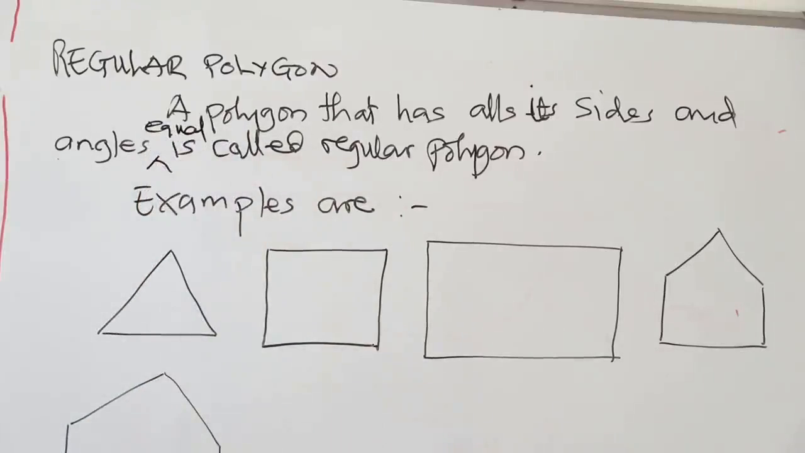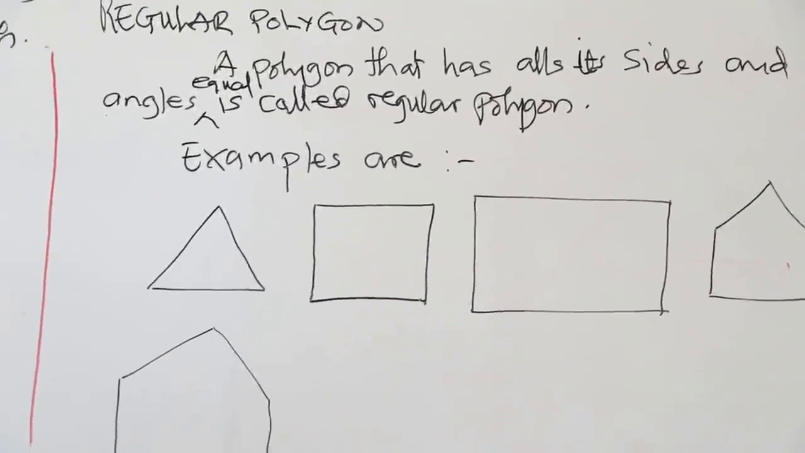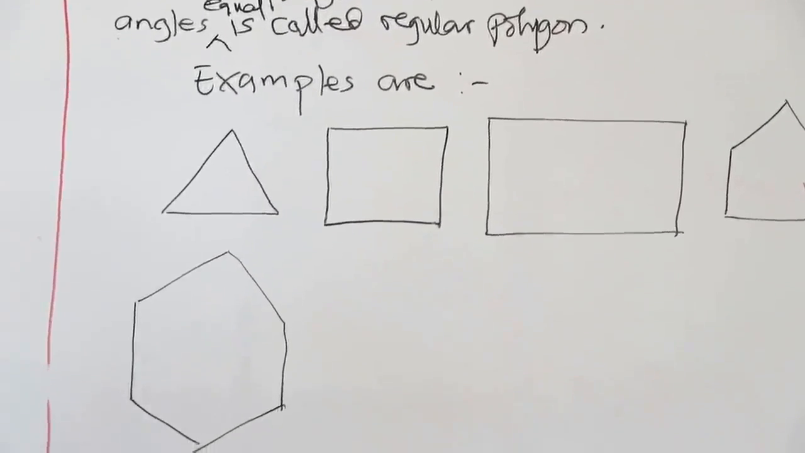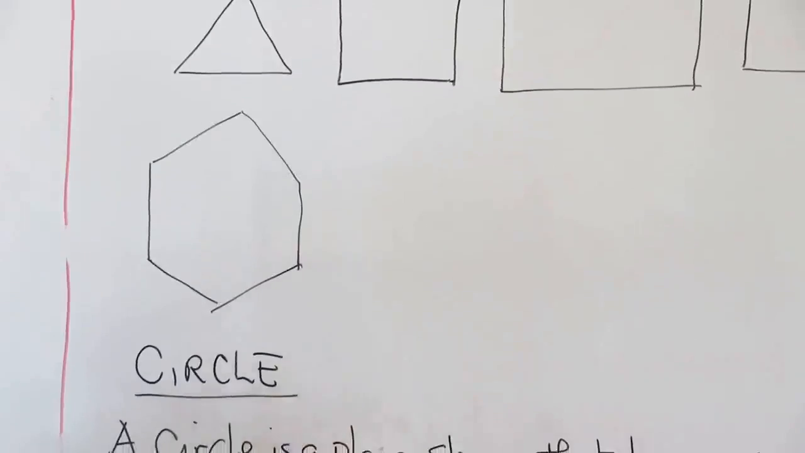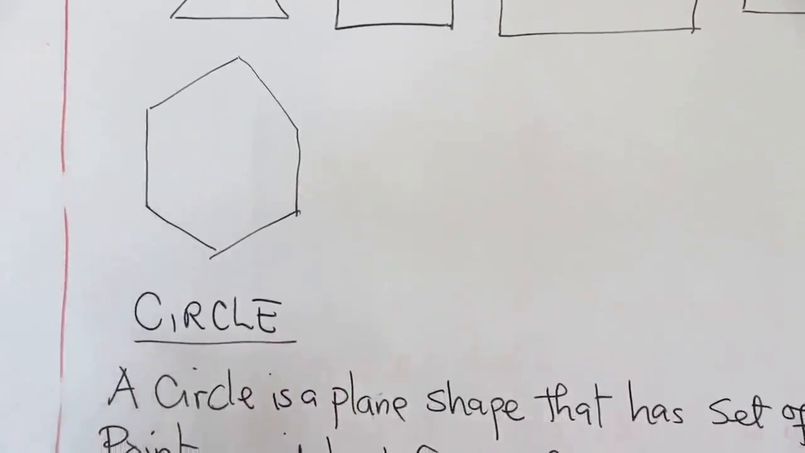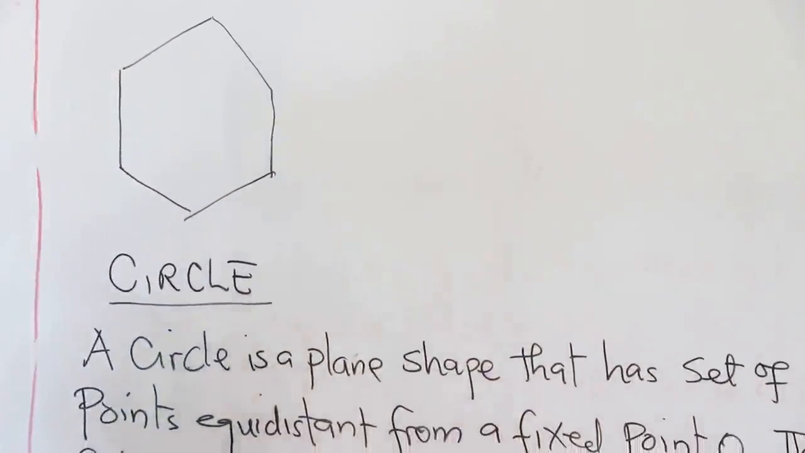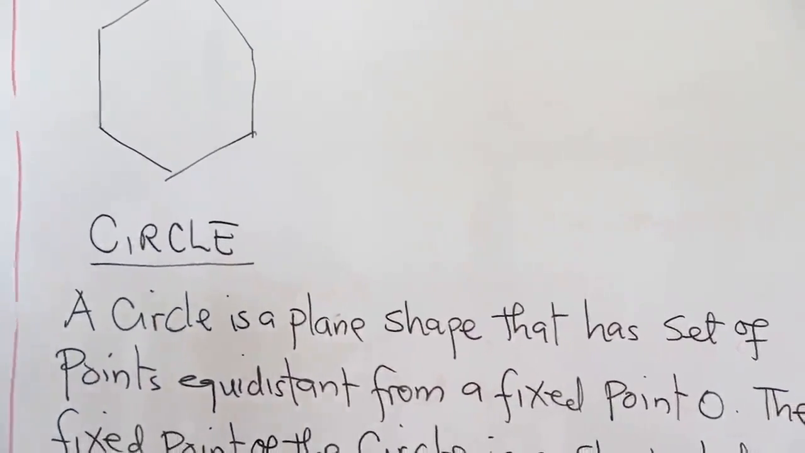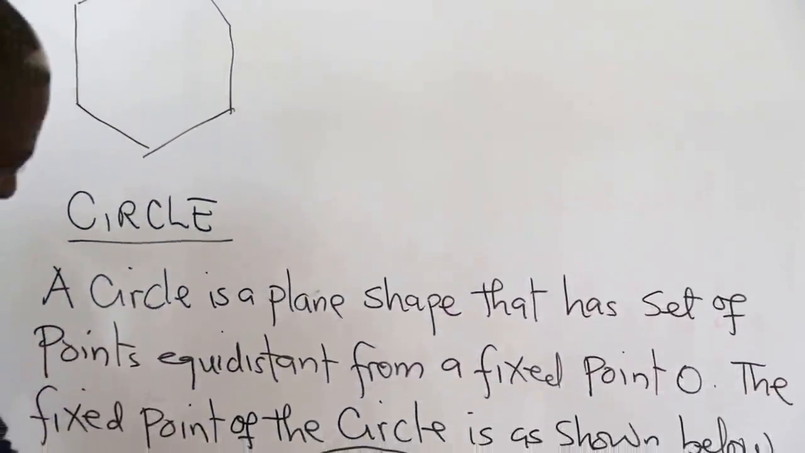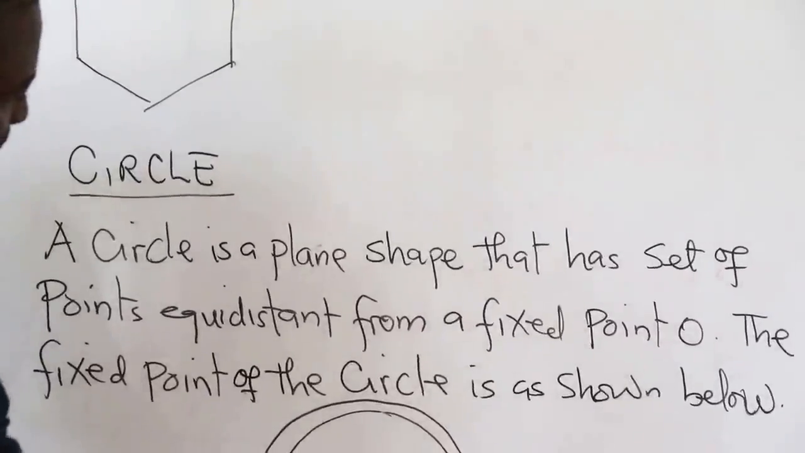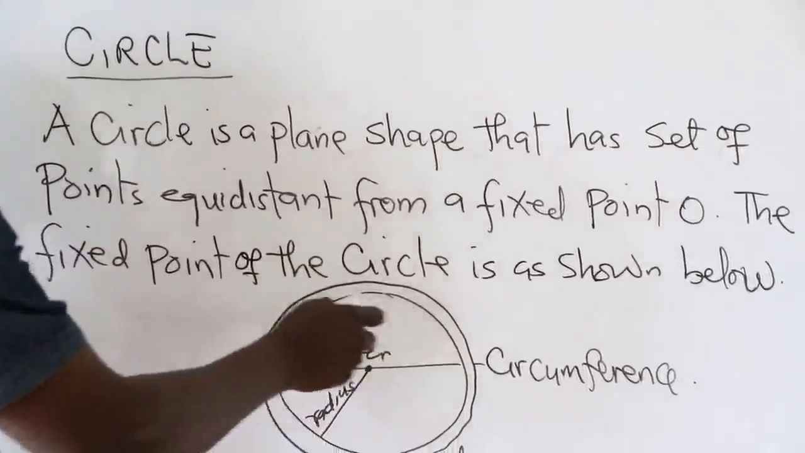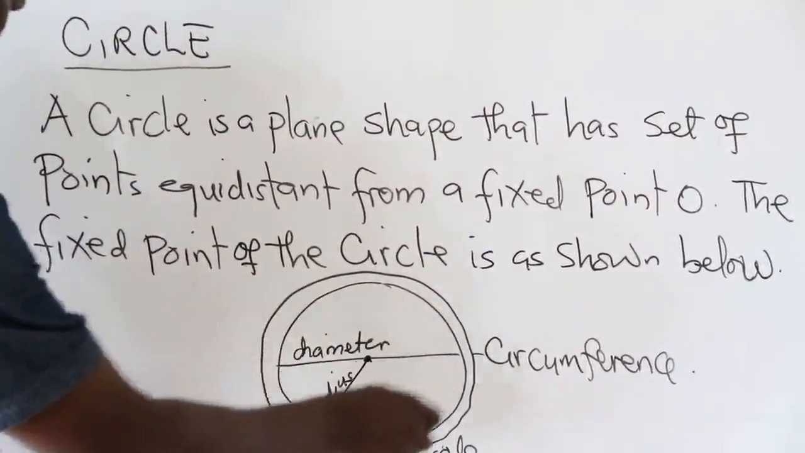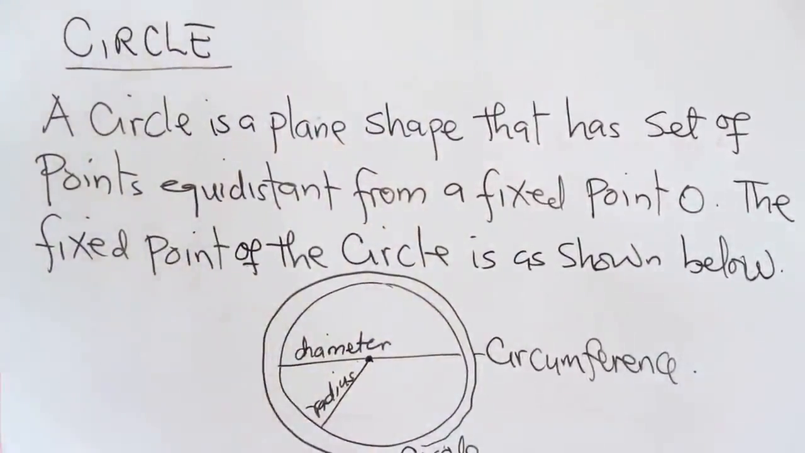Now, let's look at a circle. A circle is also a plane shape. So, a circle is a plane shape that has a set of points equidistant from a fixed point O. Now, let's look at this circle. This is a fixed point. So, if it has a fixed point, any point here meeting the central point will make a circle.